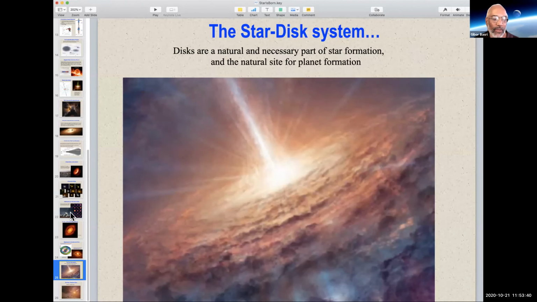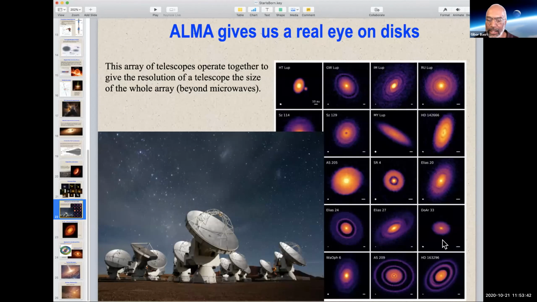So with observations like this, you can see the disk disappear over time. Of course, we don't watch an individual disk disappear over time, because that's a 10 million year process. But what we do see is disks in different stages of disappearing for stars that are of different ages.